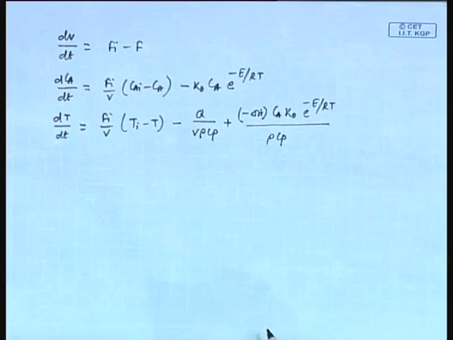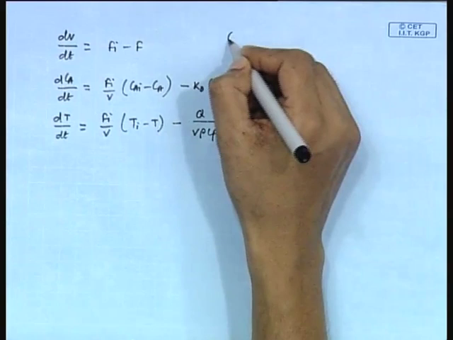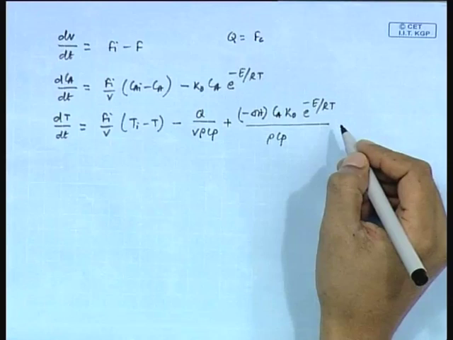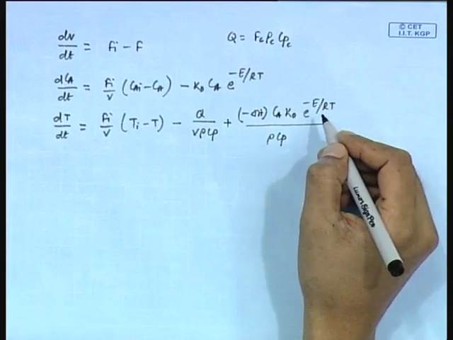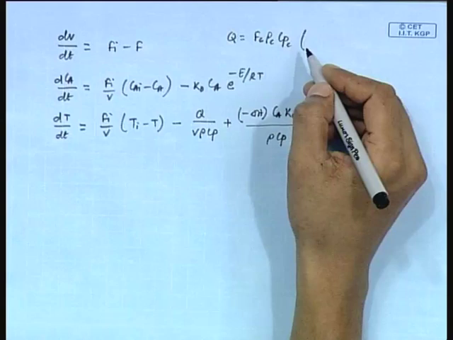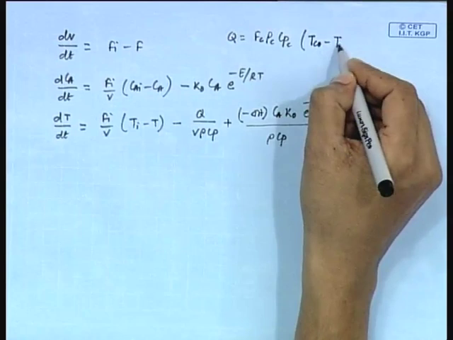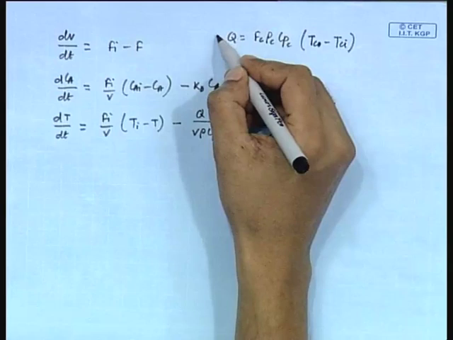Fine. Here I have mentioned that Q equals our coolant flow rate Fc, the density, suppose rho C, the heat capacity CpC, multiplied by the temperature difference. What is the outlet temperature? TCO minus TCI. So this is the expression for Q.